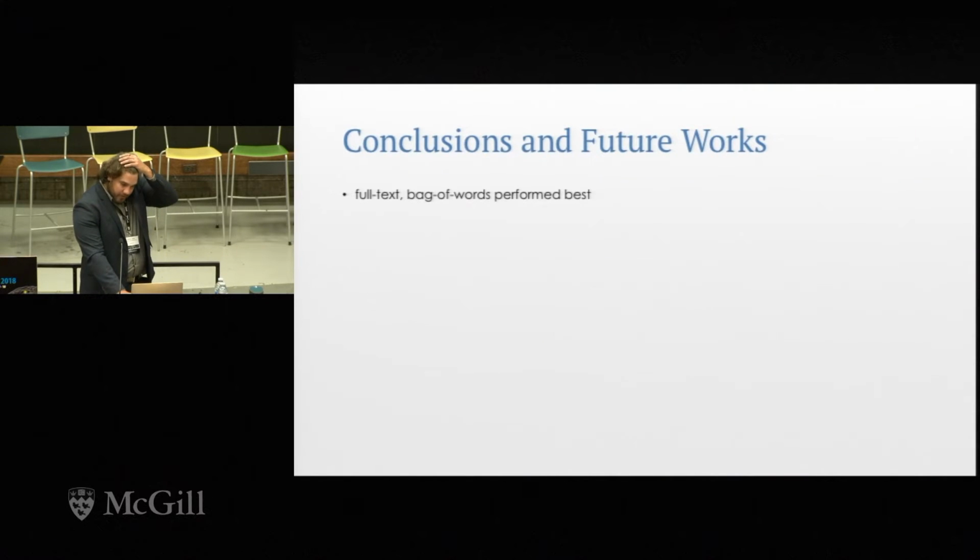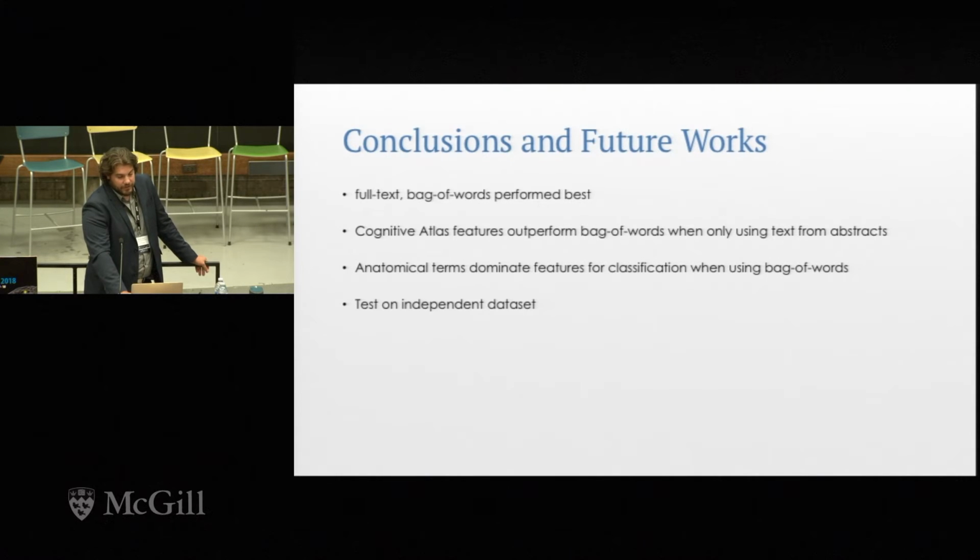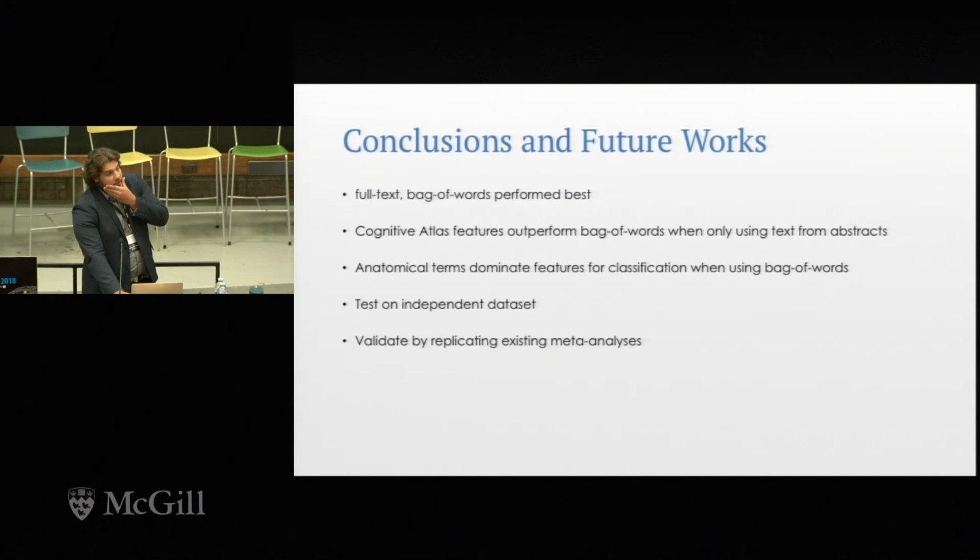So to wrap everything up, when using full text and bag of words, that classification approach worked the best. Cognitive Atlas features outperformed bag of words when only using text from the abstracts, and anatomical terms dominated features for classification. Future work, we would like to test these classifiers on an independent data set and validate them by replicating existing meta-analyses based on manual annotation.